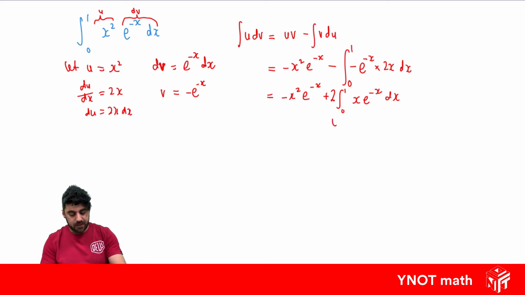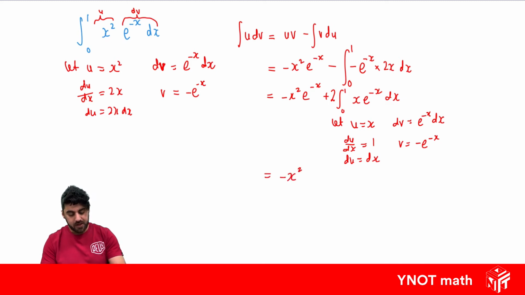So here we're going to let u equal x and dv equal e to the minus x dx. So we'll differentiate u, du/dx is equal to 1, so du equals dx. We'll integrate both sides here. The integral of dv is v. The integral of e to the minus x is minus e to the minus x. And we can go ahead and do the integration by parts formula again.